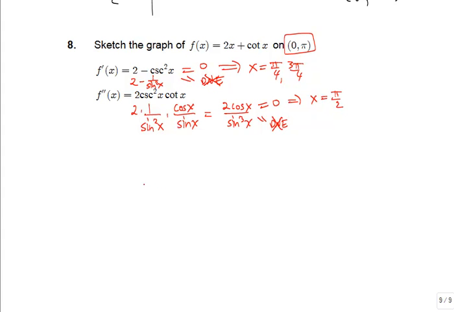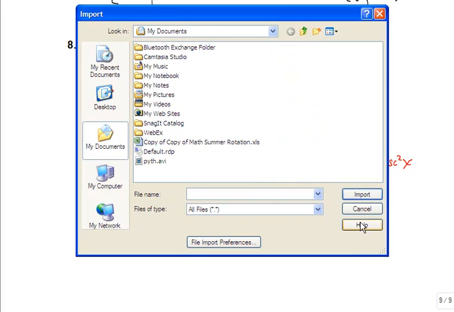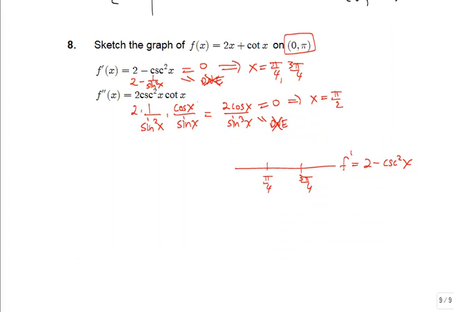So we're ready to draw our number lines. Our first derivative, we're going to put pi over 4 and 3 pi over 4. And if you want, sorry about that, you can put in your 0 and your pi to tell you where to start and stop so that you don't extend outside of this interval. And then for our second derivative, we'll do the same thing.